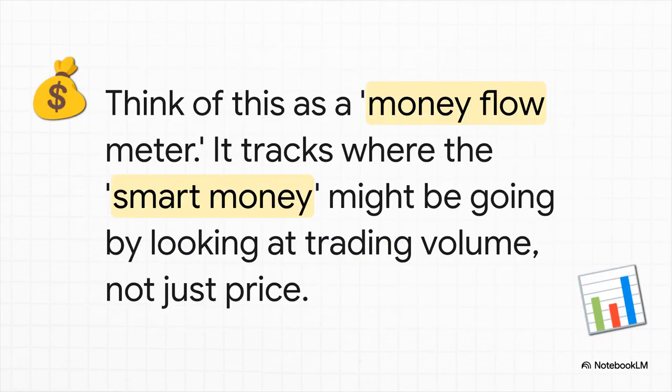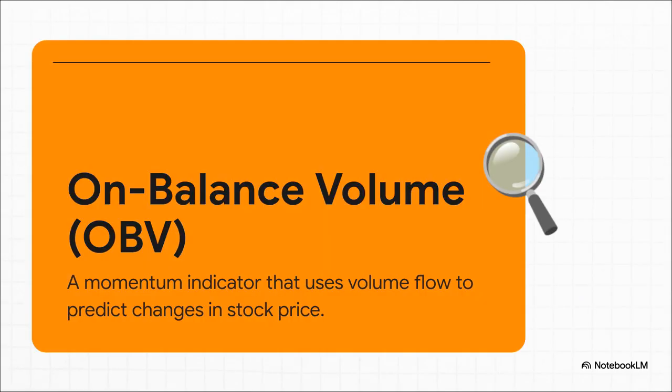Our third tool is On Balance Volume, or OBV. This one is pretty fascinating. You can think of it as a money flow meter. Instead of just looking at price, it tries to track where the so-called smart money is going by looking at the trading volume. The idea behind it is actually pretty simple.